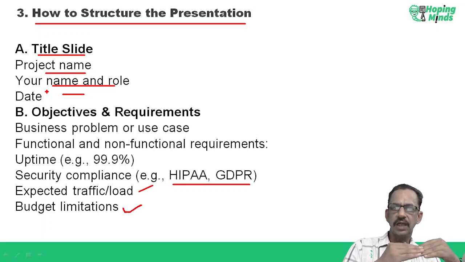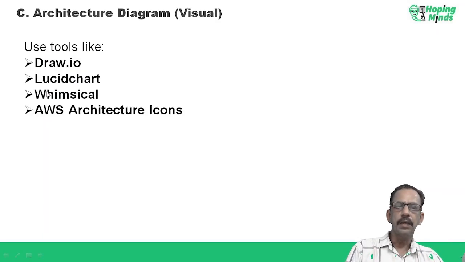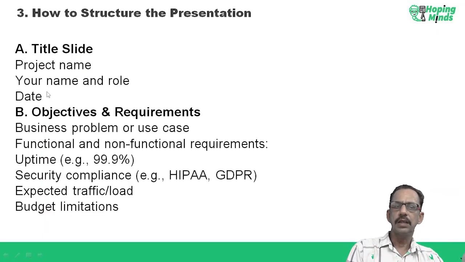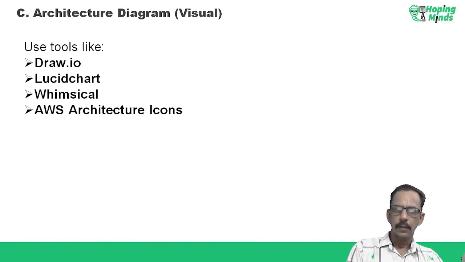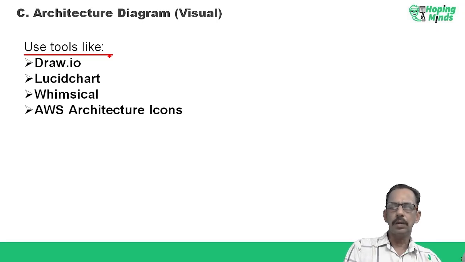First the title slide, then objective and requirements. Okay, so these all are the things. After that we put a design. Now which tool do I have to use for designing this diagram? That totally depends on your comfort.